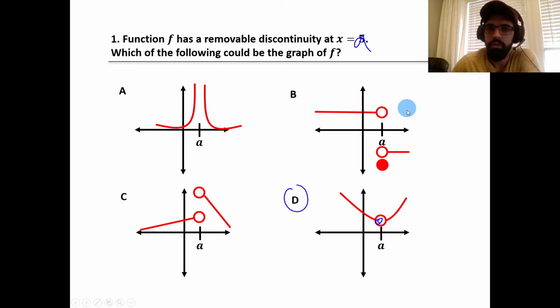All right, so number one, we're going to look at these four different functions, A, B, C, and D, and we're going to talk about four different questions. So read the questions carefully.